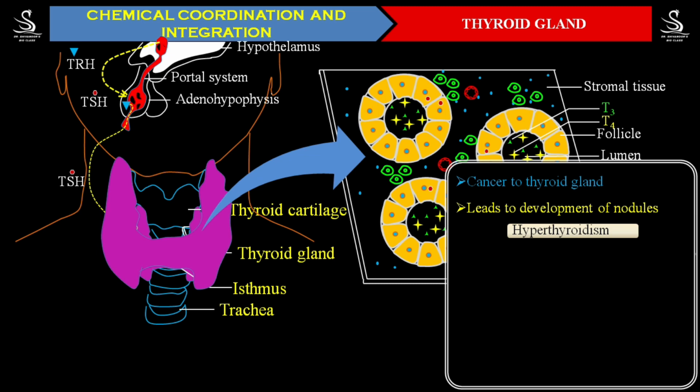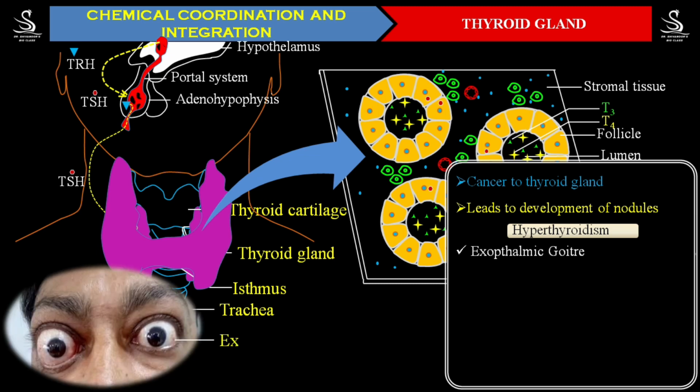Again, the question is, why the enlargement here? The enlargement is because of repeated cell division inside the thyroid gland. I told you it may be because of cancer. We'll take such one condition. Hyperthyroidism will lead to exophthalmic goiter. What does it mean? I told you what goiter means. Goiter is nothing but the enlargement of the thyroid gland.